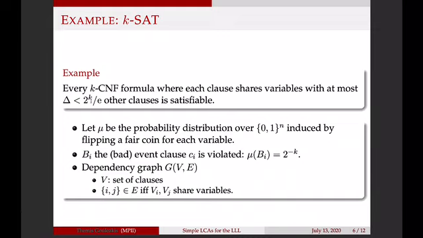If you want to think in terms of hypergraph coloring, you can think of it as hyperedges sharing vertices. Note here that the dependence between clauses can be described by a graph, which is called a dependency graph, G(V, E), where V is the set of clauses, and there is an edge between two vertices Vi and Vj if and only if they share at least one variable.